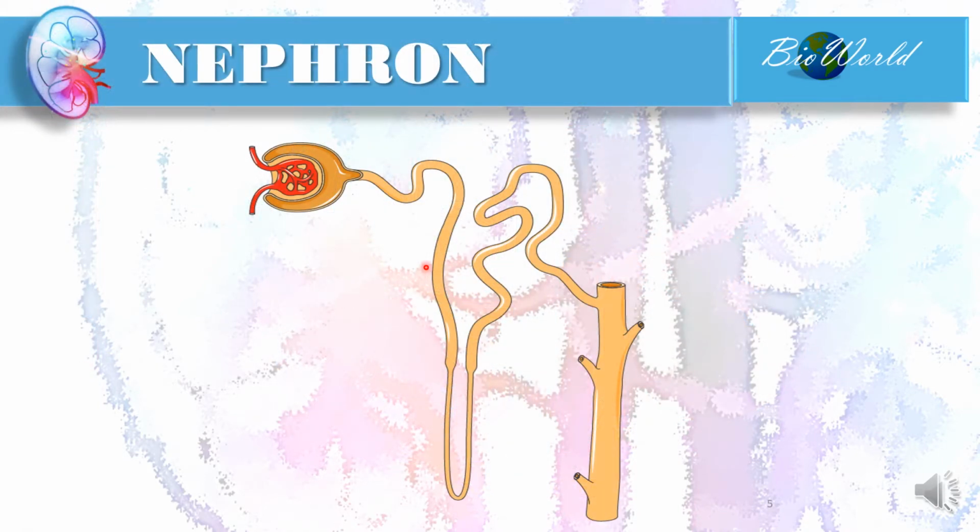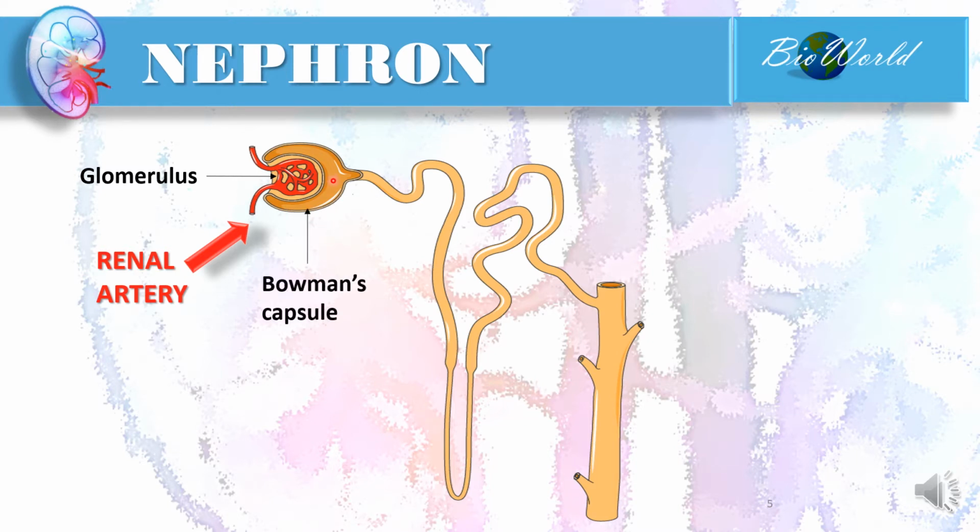This is the nephron, which is responsible for urine formation in the kidney. Here you have a ball of blood capillaries called glomerulus. This glomerulus receives its blood supply from the renal artery. The glomerulus then is encapsulated inside a cup-like structure called the Bowman's capsule, and from there the uriniferous tubule develops.